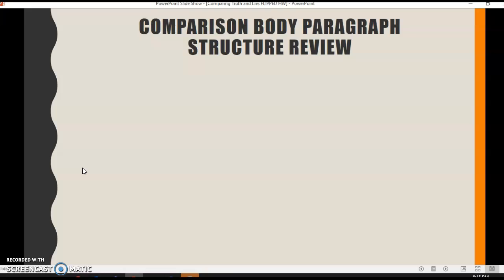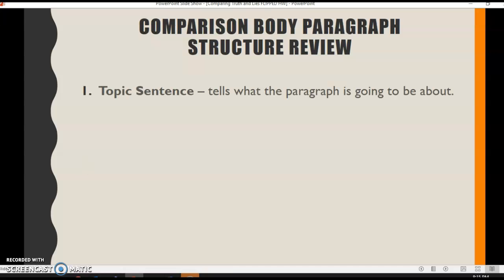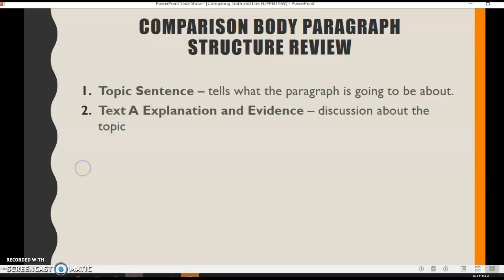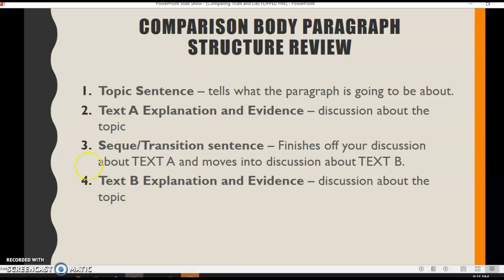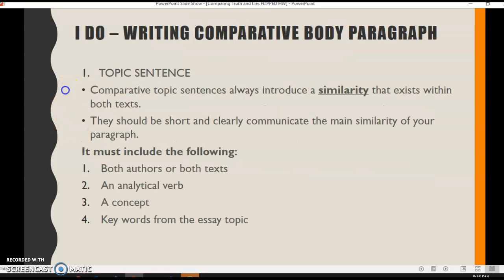So, let's review the structure of a comparison body paragraph. We have our topic sentence, which tells us what the paragraph is going to be about. We have our text A explanation and evidence, discussion about the topic. Our signpost or transition sentence finishes off your discussion about text A and moves into discussion about text B. And then we talk about text B, and then we compare and contrast the texts. So let's look at these elements each individually.